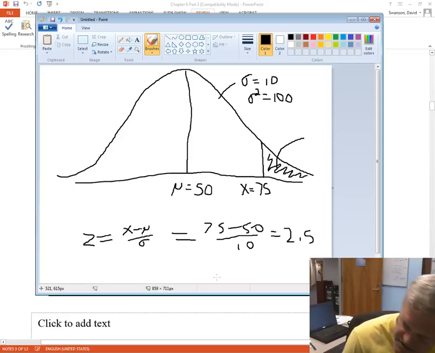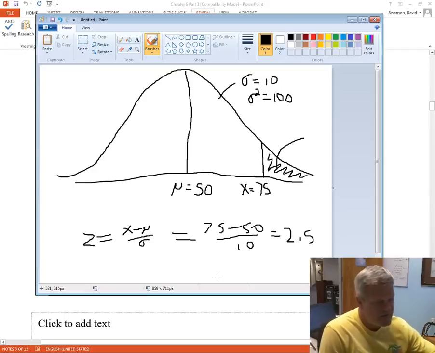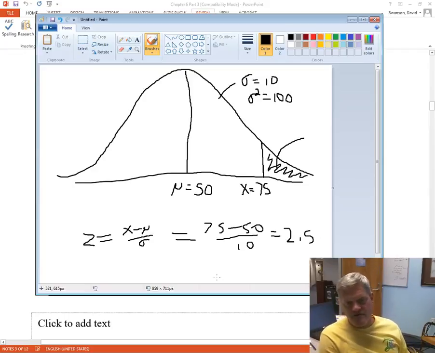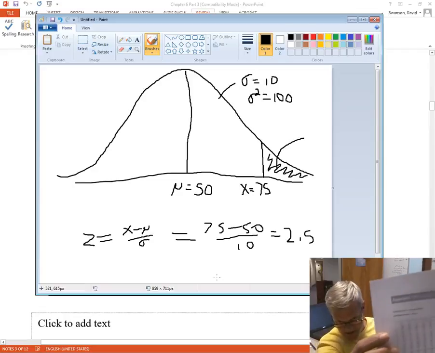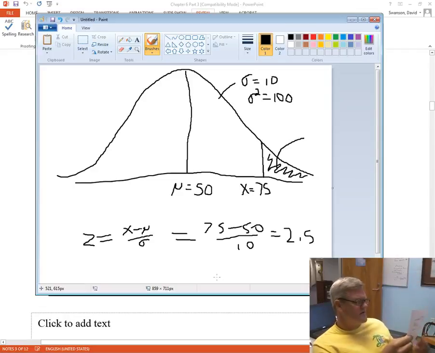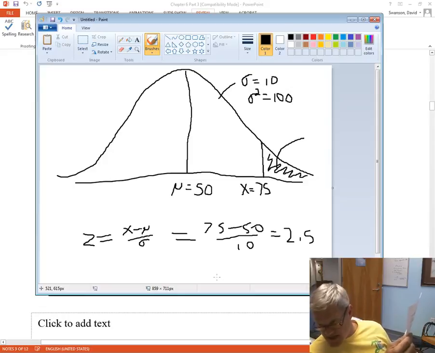There are two ways to look up the probability. On the back of your formula sheet, there's a table. I'm not sure if you use these in your statistics class or not, but I'll give you another way to do it. But in the table, you can take that 2.5 value and look up the probability. So the probability equal to z of 2.5 is 99.38, I think.